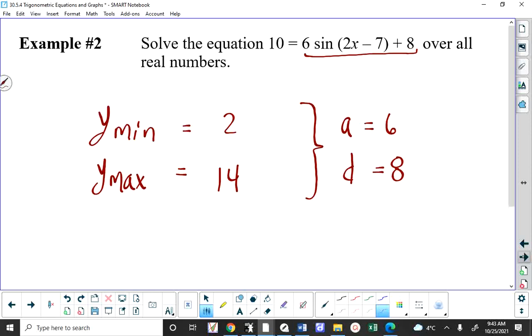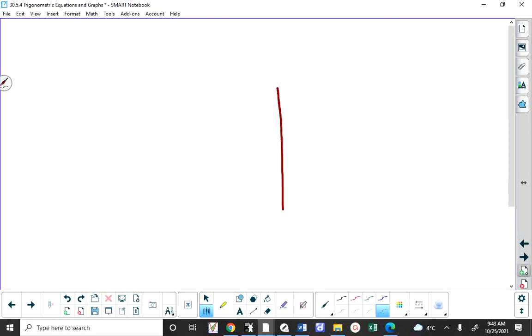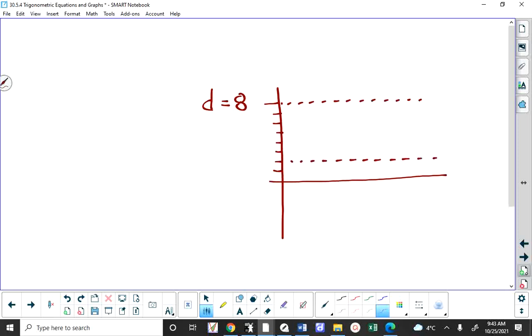The fact that d is 8 means, for the right-hand side, 1, 2, 3, 4, 5, 6, 7, 8, that the middle of the graph will be here. This is your d equals 8. If a is 6, then the amplitude of the graph will be 6, which means it will go 6 below and 6 above. So 1, 2, 3, 4, 5, 6, and 6 above is at 14. So this is 2, and this is 14.